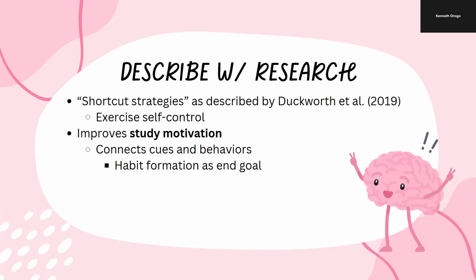Now, Duckworth et al. label this type of strategy as shortcut strategies because we're essentially linking situational cues to the behavioral responses we want. And this allows us to exercise our self control by planning ahead. This activity improves study motivation by providing a strong connection between situational cues, like studying, to desired behaviors like treats or food or candy or even video games.